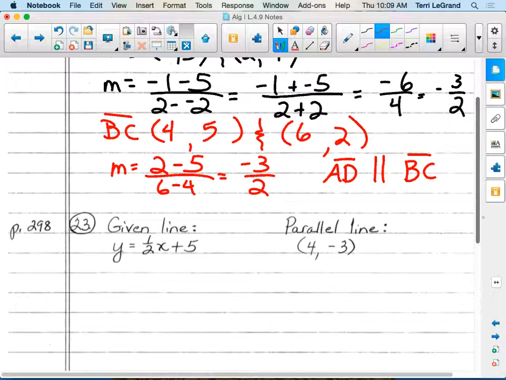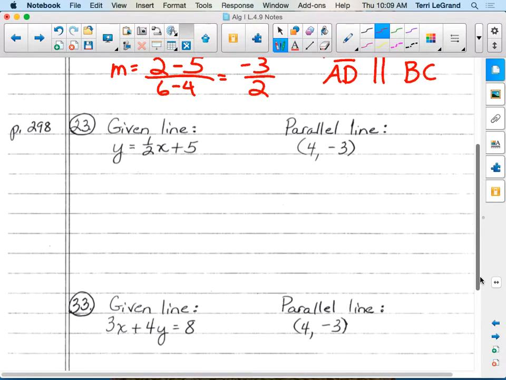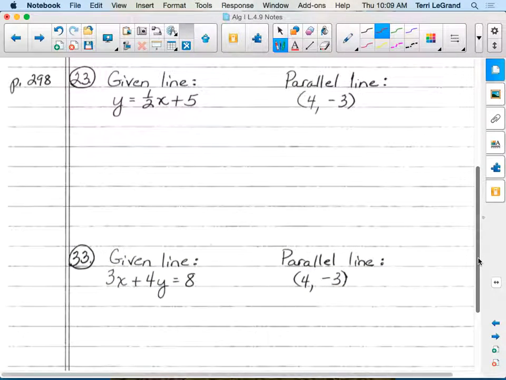Okay, anybody have any questions on a problem like that in your homework? Okay, then we're moving on to number 23. The directions tell us to write an equation in slope-intercept form for the line that is parallel to the given line and that passes through the given point. So first thing I want you to do is go to your graphing calculators and the y equals, I want you to clear what you have in there, and I want you to put in y equals 1/2 x plus 5. And graph it.